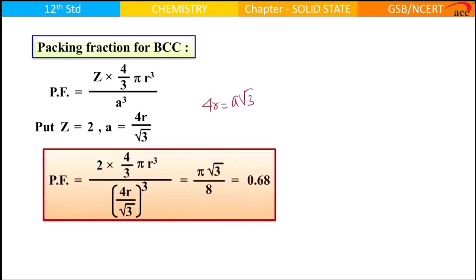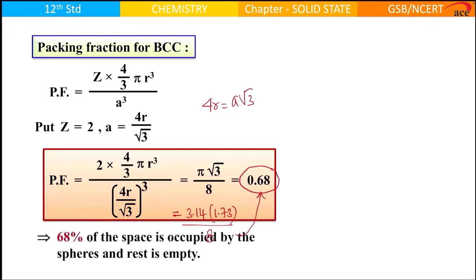Put the value of a, put the value of Z, and you come to know pi multiplied by root 3 divided by 8. If you put the value of pi as 3.14, root 3 as 1.73, divided by 8, and solve that, it is 0.68. That means 68% of the space in BCC is occupied and the remaining 32% is empty. This is what we understand.